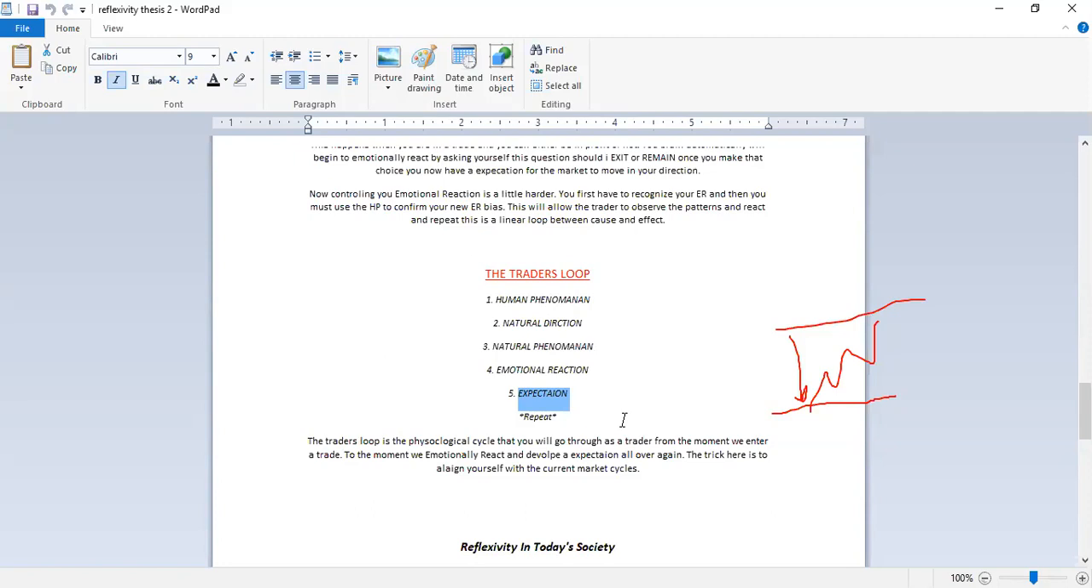And that's what we'll be going over for the next 2 weeks: the trader's loop, and how to step out of that aspect of trading and go into a more professional stance. The trader's loop is the psychological cycle that you'll go through as a trader from the moment we enter a trade to the moment we emotionally react and develop that expectation all over again. So the trick here is to align yourself with the current market cycles.